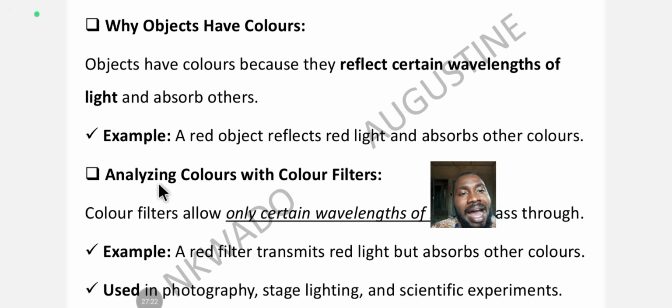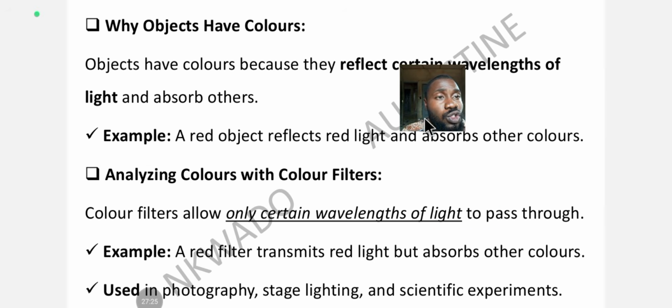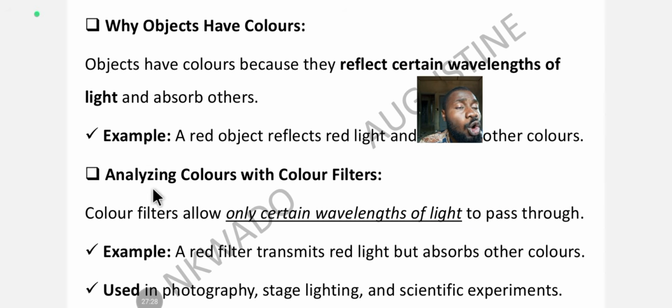All right. So, analyzing colors with color filters. Remember what you use a color filter to do, depending on the color you want to be reflected. That's when you use a color filter. And there are various types of color filter depending on the color that you want to transmit or the color that you want to filter. A color filter allows only certain wavelengths of light to pass through it. So the color formed by an object is dependent on the wavelength of light.